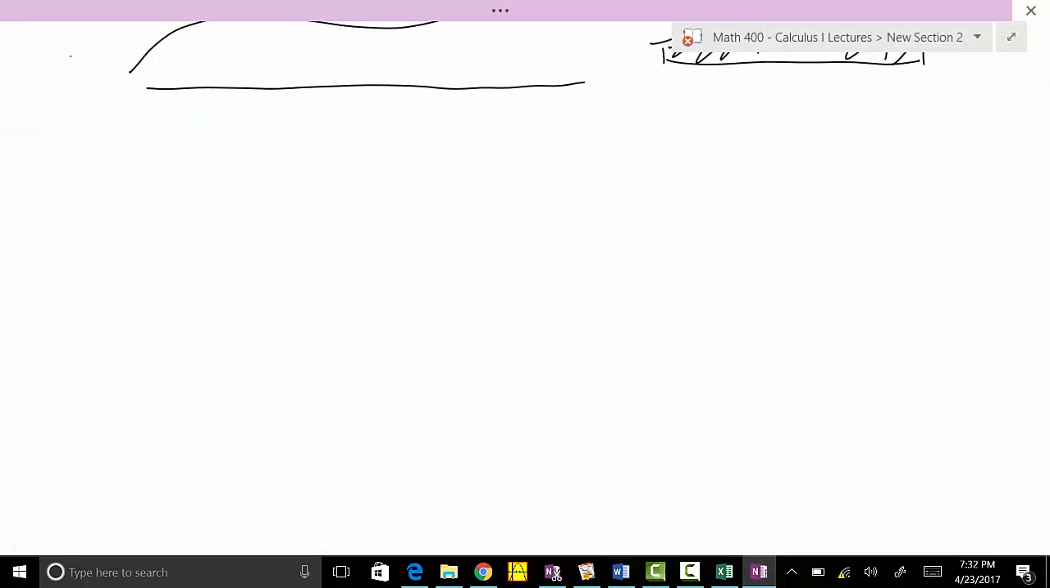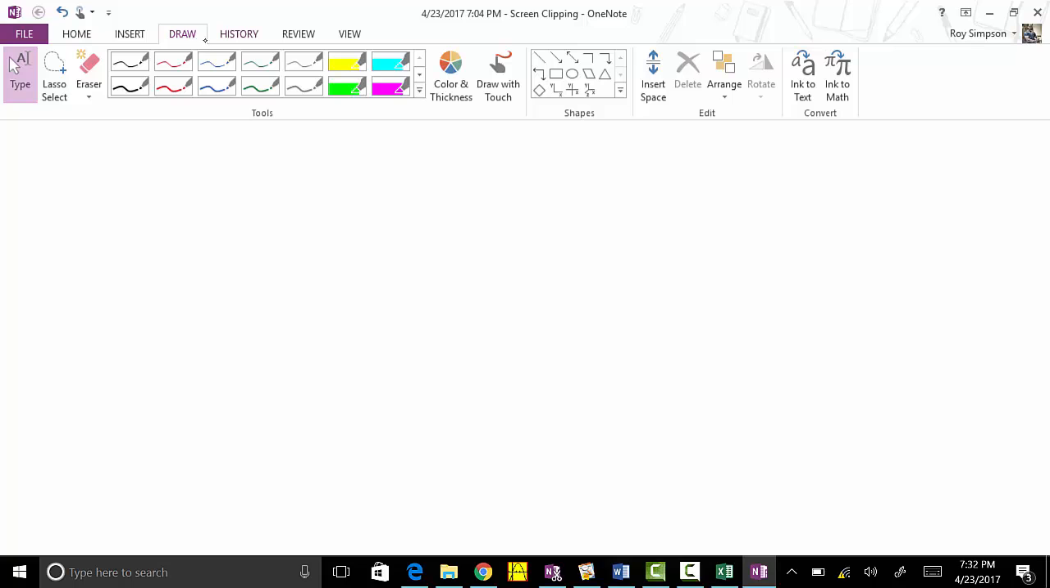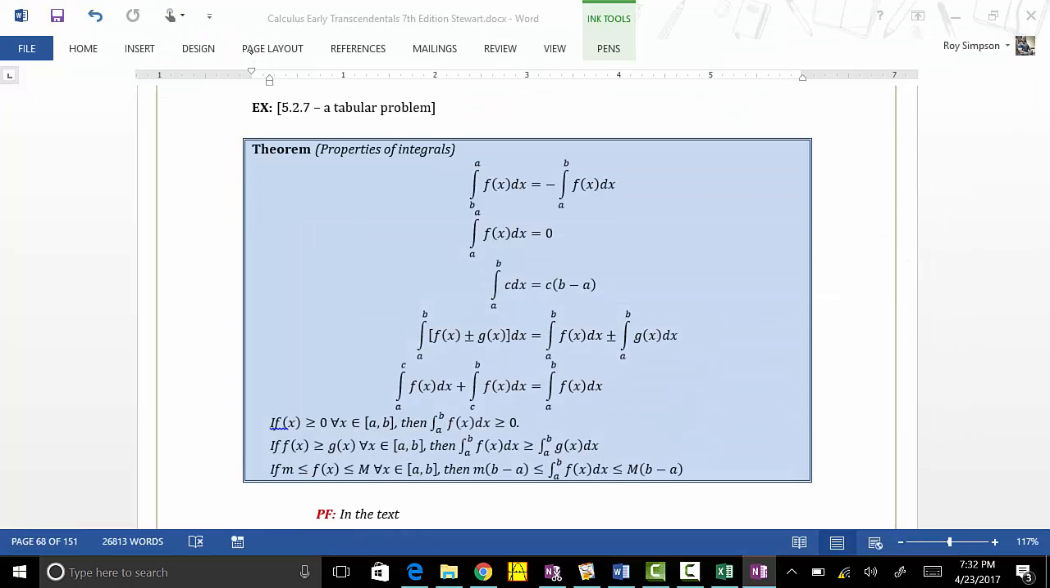And I should probably pause this because the fact that this OneNote just broke on me makes me think it's going to break on me again. But let me just see.